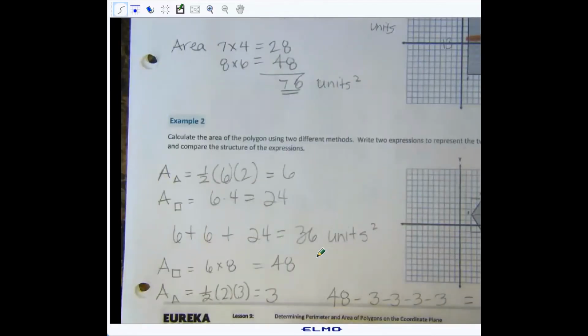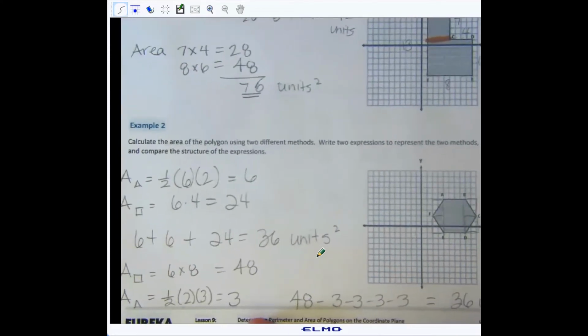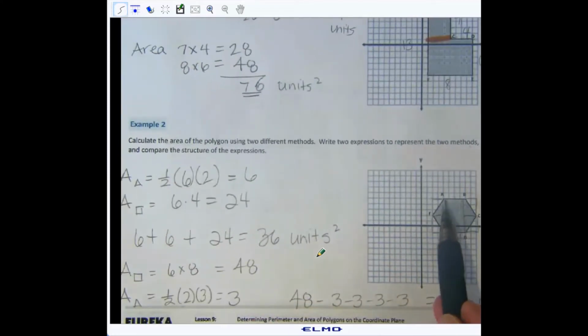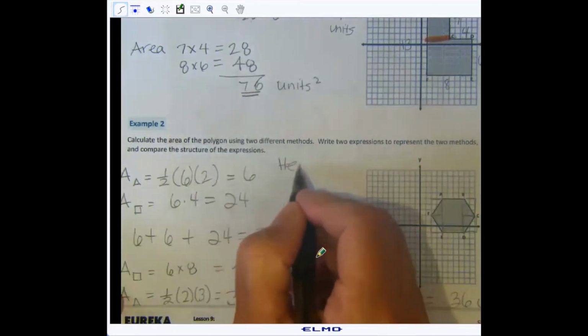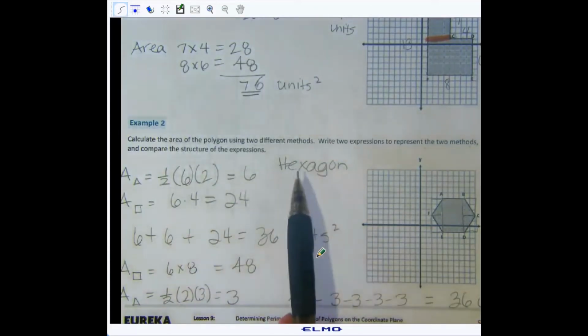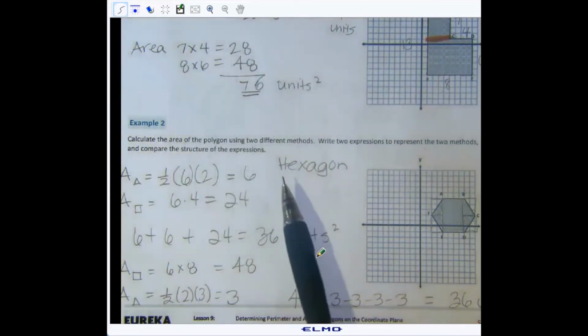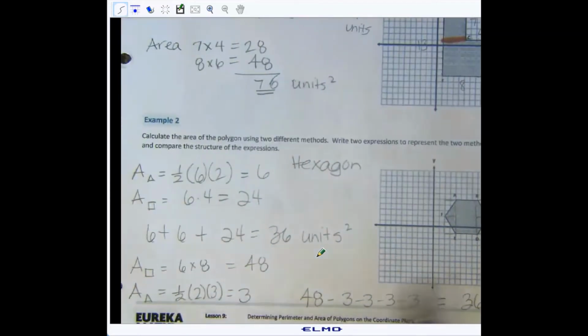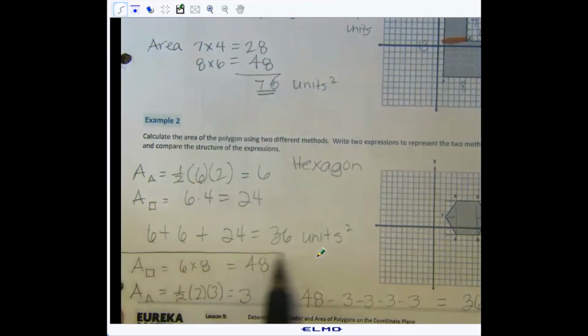Example 2 is what type of shape? Look at that. Let's count the sides. 1, 2, 3, 4, 5, 6. So this is a hexagon as well. 6 sides is a hexagon. And it does say to calculate the area in 2 different methods, 2 different ways. So I did that. The first method I did by looking at these 2 triangles.